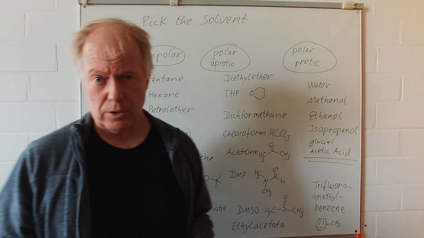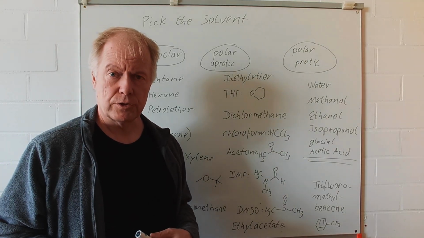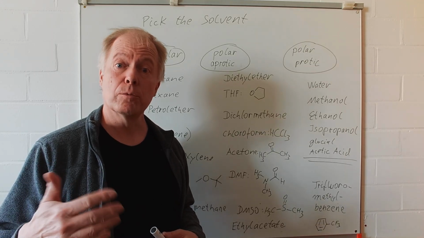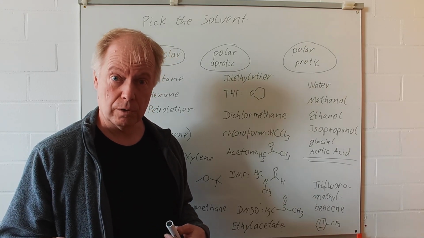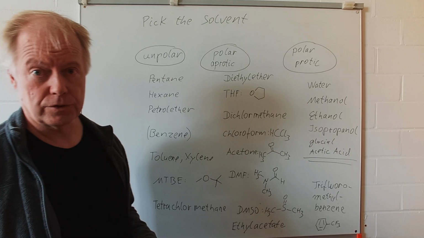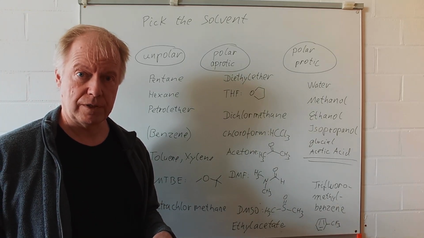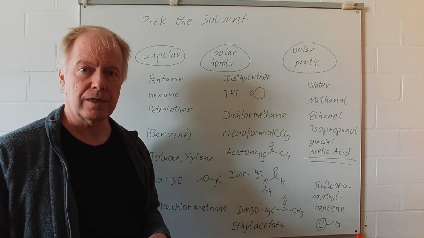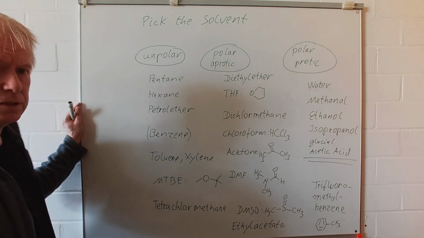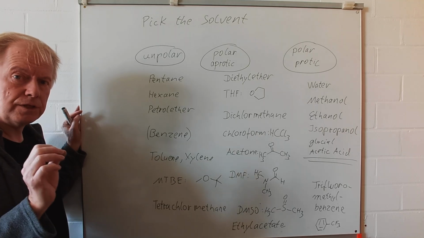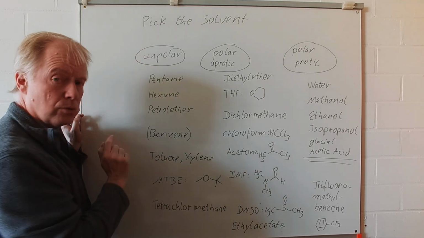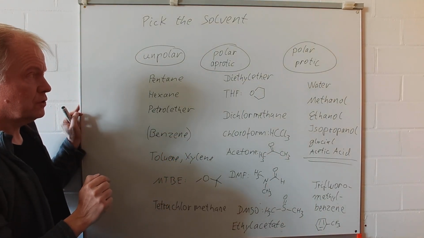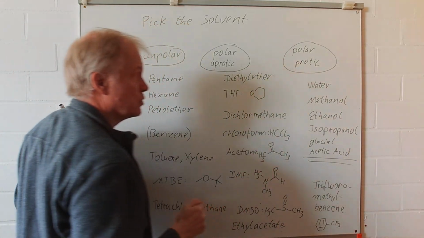In the lab, we very often face the problem that we have to pick a solvent, either for a reaction or for chromatography or for a recrystallization, for instance. And the most important advice at first: make a list of solvents that are available. I have done that here, and you should distinguish between unpolar solvents, polar aprotic solvents, and polar protic solvents.